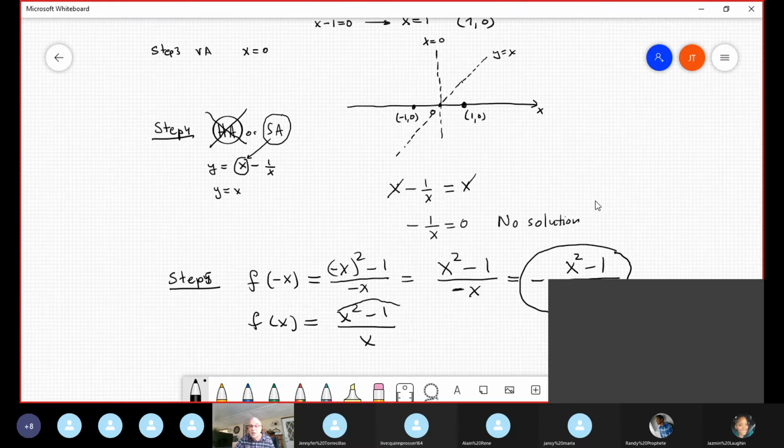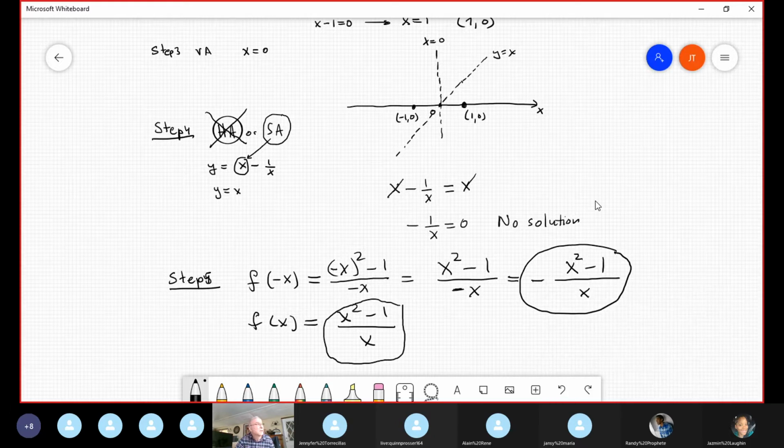What do you think? Let me see, because I suppose there's no. Well, okay. Let me switch the place. Think about that. What do you think, is it even, odd, or neither? No symmetry.